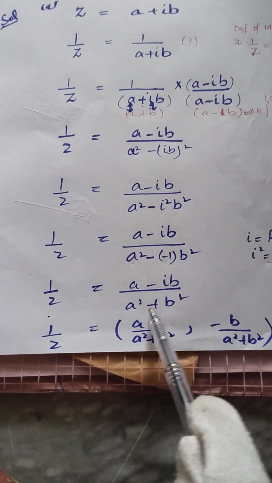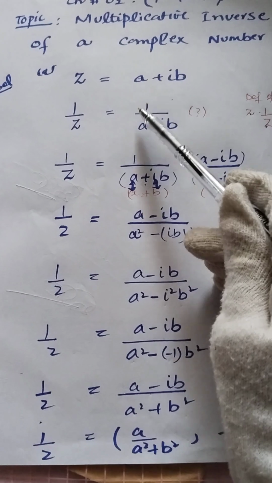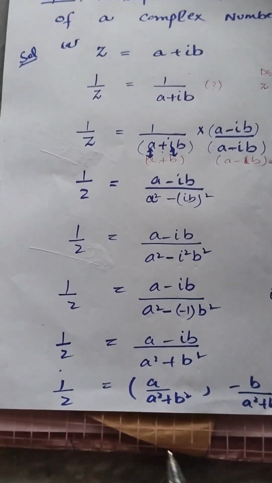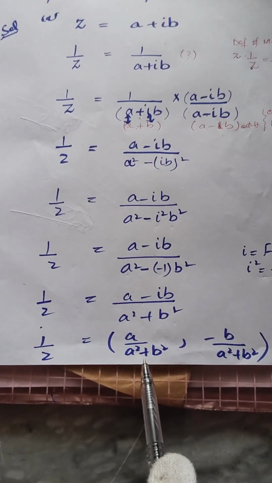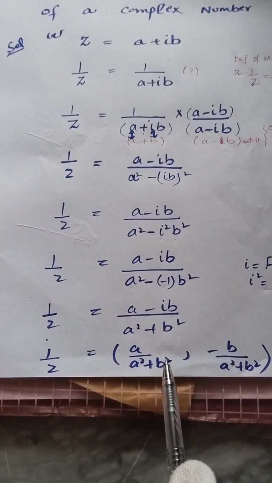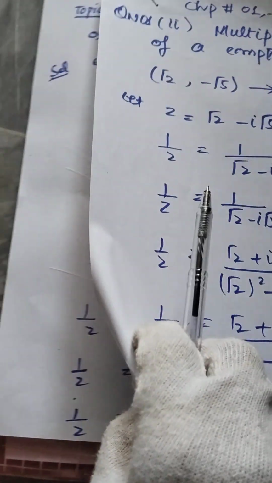This is the result of the multiplicative inverse of Z, which is equal to A plus iota B. Now we use this formula in any type of problem to solve the multiplicative inverse of a complex number.